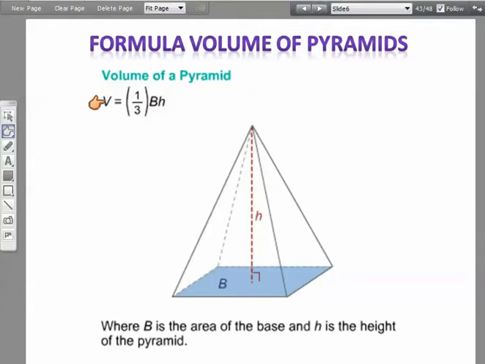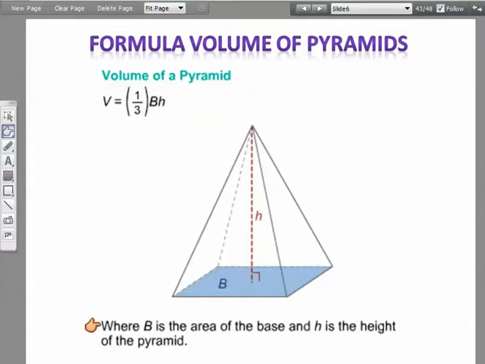You remember our prisms before were base times height. Well, for the volume of a pyramid, it's going to be 1/3 the base times height, which tells us that if you take any kind of prism, 1/3 of it is going to be the volume of its pyramid. I thought that was pretty cool.